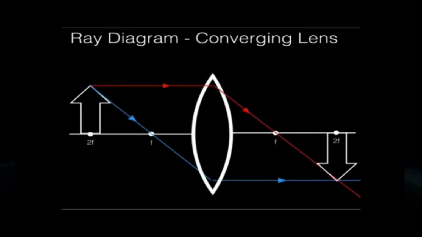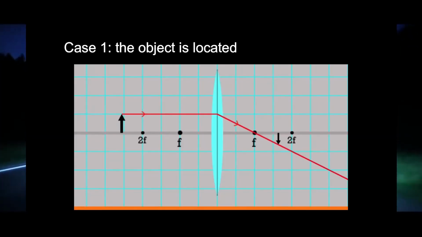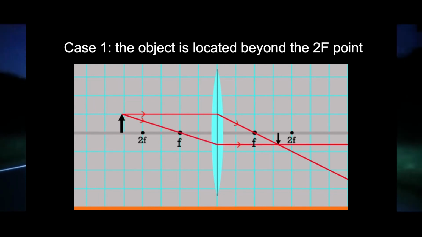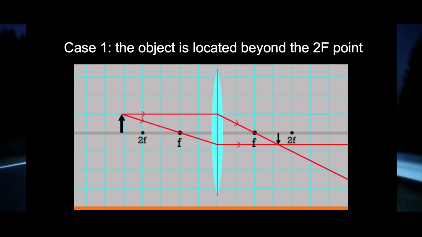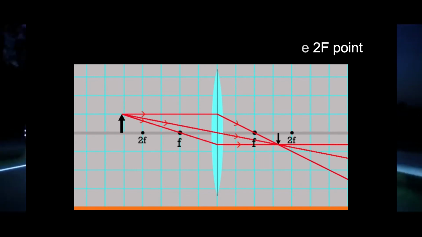Here's a sample ray diagram of a convex lens. Here's to summarize the object-image relationships using the LOST art of image description in a convex lens. Case 1. The object is located beyond the 2F point. Orientation inverted. Its size is reduced. The type of image is real.